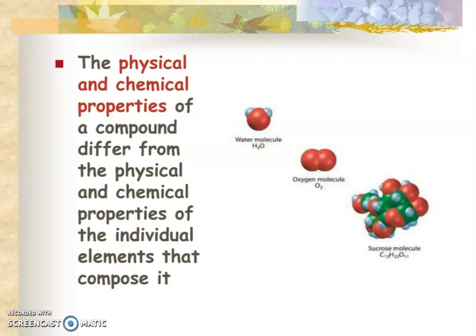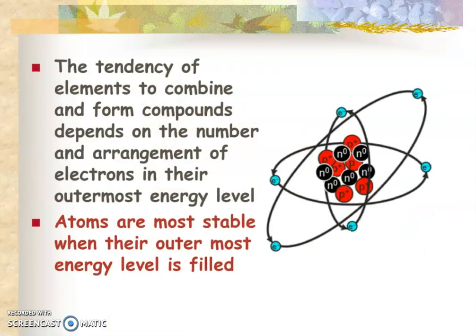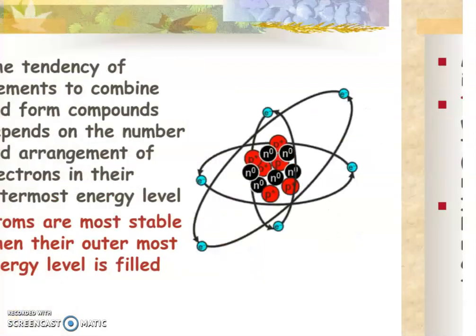Now, the physical and chemical properties of compounds differ from the physical and chemical properties of the individual elements that compose it. You can see the water molecules, you can see the oxygen molecules, you see the sucrose molecules. So, the tendency of an element to combine and form compounds depends on the number and arrangement of electrons in their outermost energy level. So, atoms are most stable when their outermost energy level is filled.